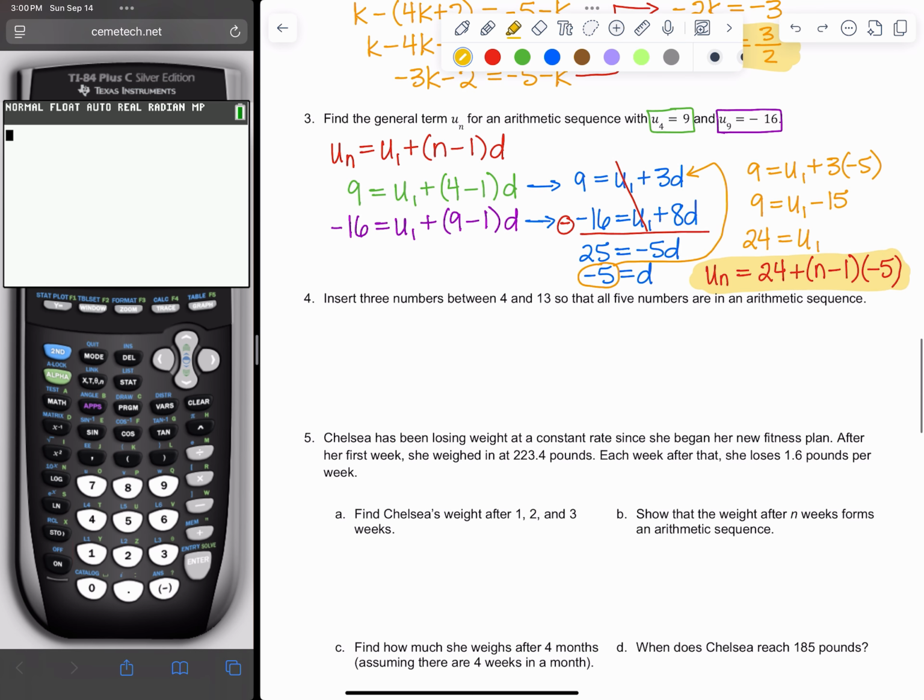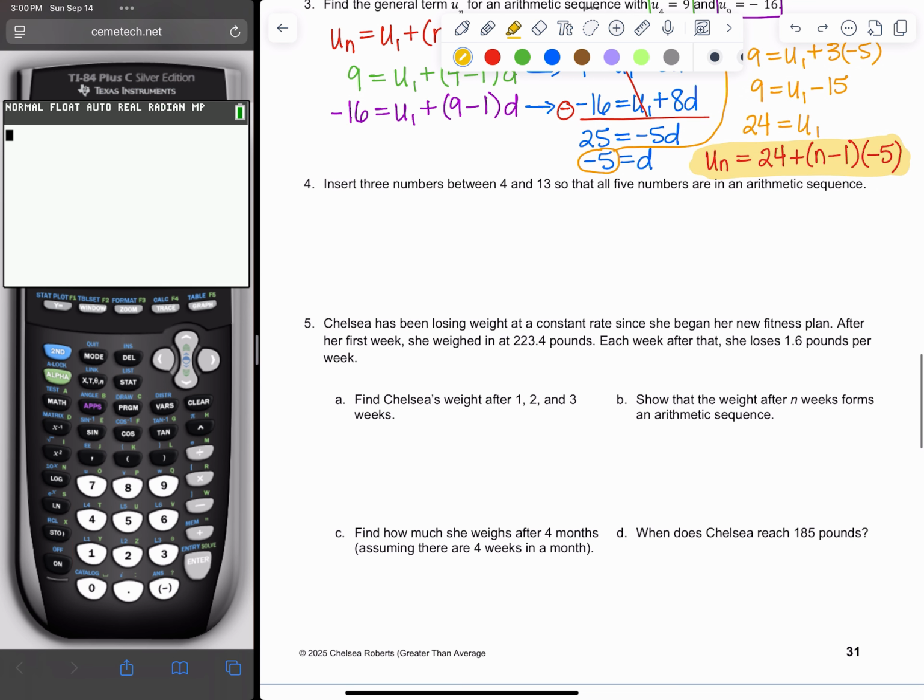All right. So now let's look at number 4. It says insert 3 numbers so that all 5 numbers are in an arithmetic sequence. So that means if I have 4, I want to put 3 more numbers in between and end up with 13 so that I can have an arithmetic sequence.